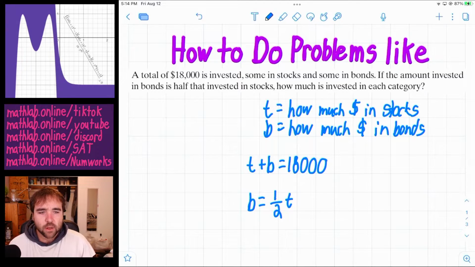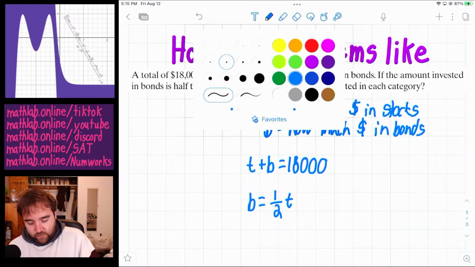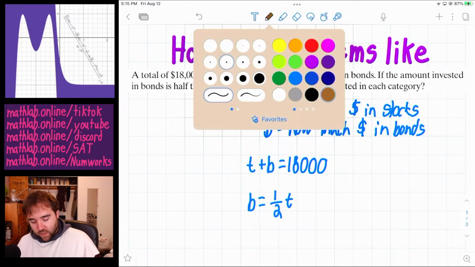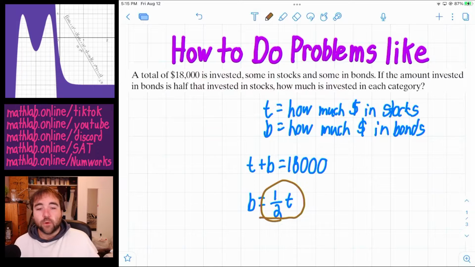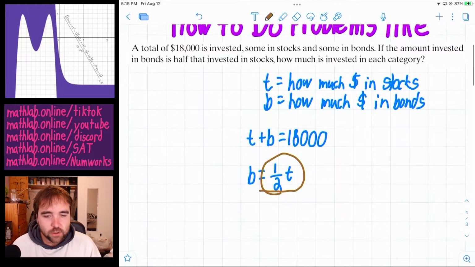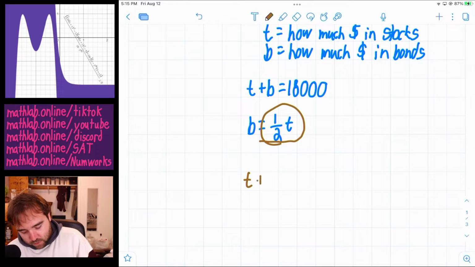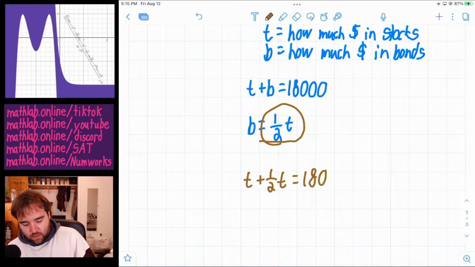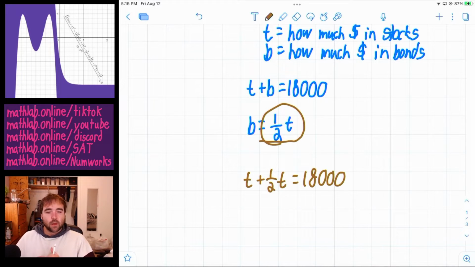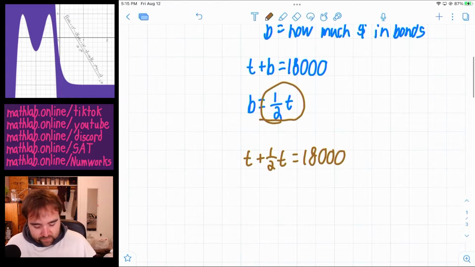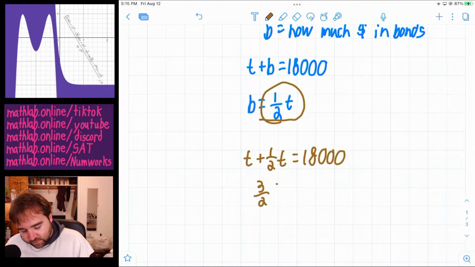But okay, now we're here. So how can we solve this system of equations? Well, we're going to do substitution. Because look how they tell us that B is the same thing as 1/2 T. So we can go up into the top equation and replace that B with 1/2 T to get something like this. And then we'll combine like terms. T plus 1/2 T should be 3/2 T.